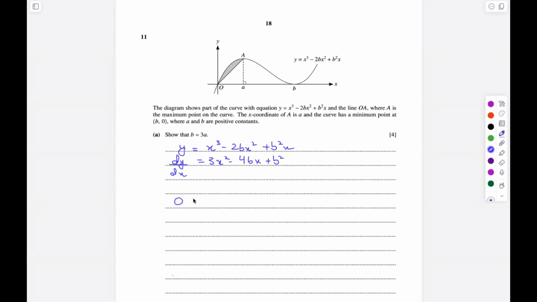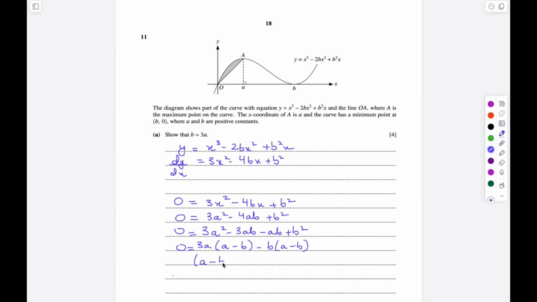Now we'll substitute 0 in place of dy/dx, and this equation will be 3x squared minus 4bx plus b squared. Now the x coordinate at the maximum point is a, so we can write this equation as 3a squared minus 4ab plus b squared equals 0. Factorizing this equation, we'll get 3a squared minus 3ab minus ab plus b squared equals 0. Taking 3a common, this will become (a minus b), and taking b common over here, we'll get (a minus b) equals 0. Simplifying this, we'll get (a minus b)(3a minus b) equals 0.